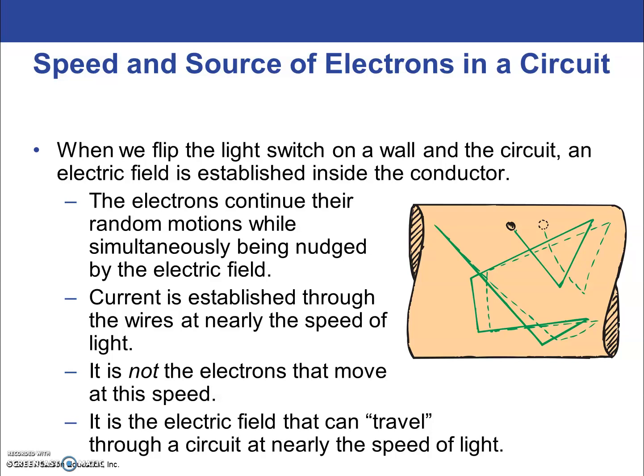And so it turns out that the current, although the electrons move at very slow speeds, we said before at about 1 millimeter per second, the current is established through the wire at close to the speed of light. But again, it's not the electrons moving at the speed of light. The electrons are already spread out throughout the wire. It's this electric field that's traveling close to the speed of light. The electric field extends throughout the wire at close to the speed of light.